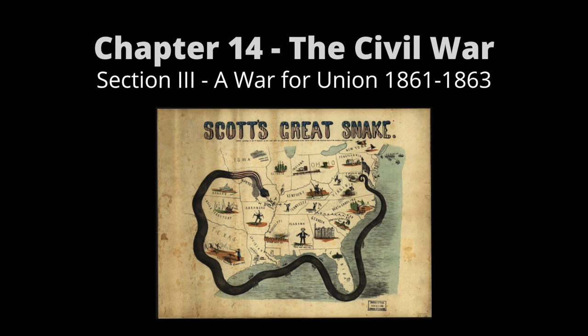Union forces met with little success in the East, but the Western Theater provided hope for the United States. In February 1862, men under Union General Ulysses S. Grant captured Forts Henry and Donelson along the Tennessee River. Fighting in the West greatly differed from that in the East.